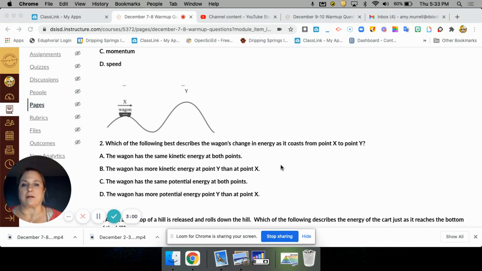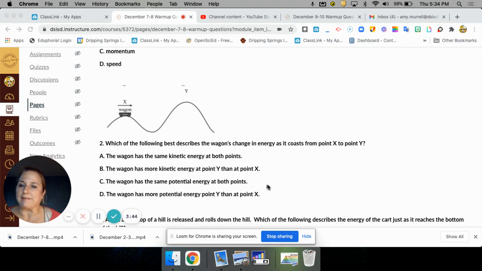So let's break it down. What is the change in energy? A, will it have the same kinetic energy at both points? Well, no, because technically at those points, it doesn't have any kinetic energy. It's all potential energy because for that split second, it's still at the top of the hill. B, the wagon will have more kinetic energy at point Y than at point X. No, not only is it at that point where it's at the top of the hill and it's still, this is a bigger hill than this one. So by the time it gets to the top of the hill, right before it's at that exact equilibrium point, it's going to be going slower, actually. It's going to have less kinetic energy.